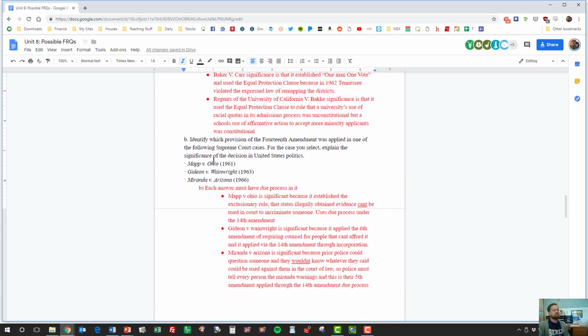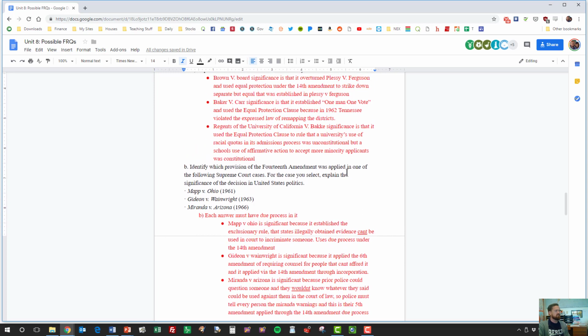And then all these cases are about due process rights. 14th Amendment due process. Mapp v. Ohio, Gideon v. Wainwright, Miranda v. Arizona. Mapp is about illegal evidence. 14th Amendment due process. You gotta say 14th Amendment due process or you don't get the points. That's kind of what they're testing you on. Plus, tell me what the case is about.